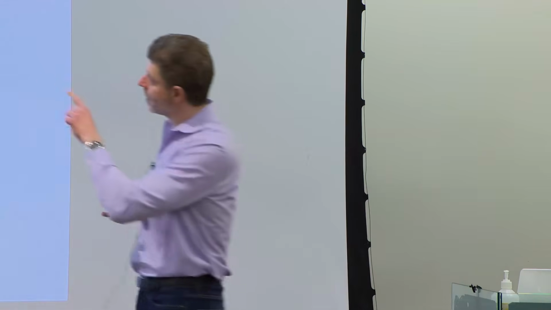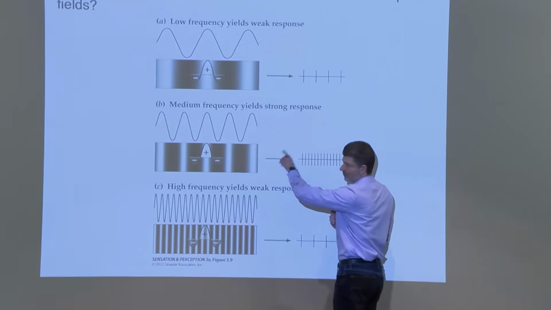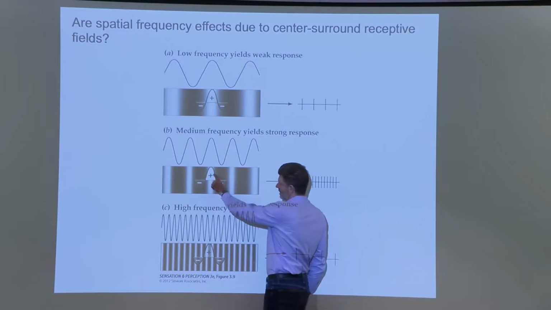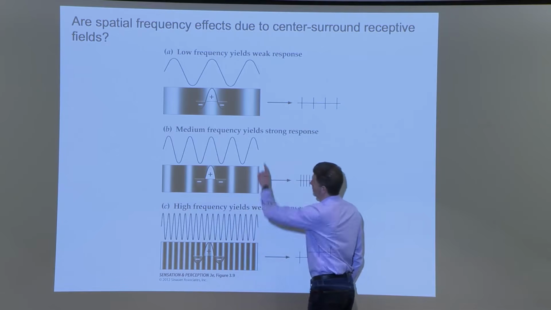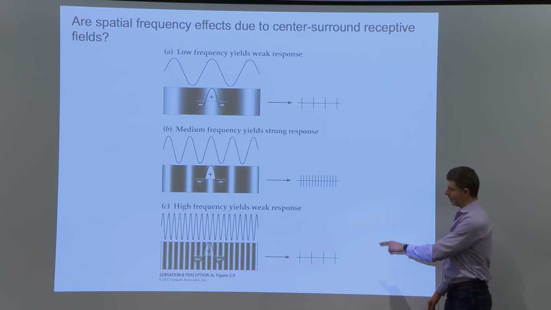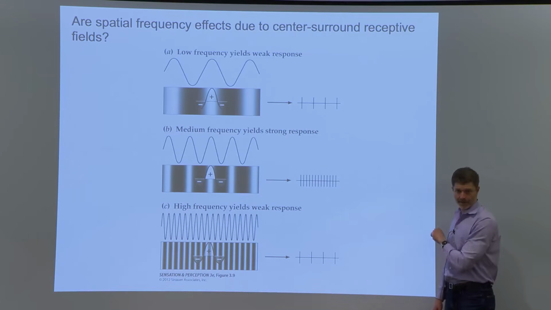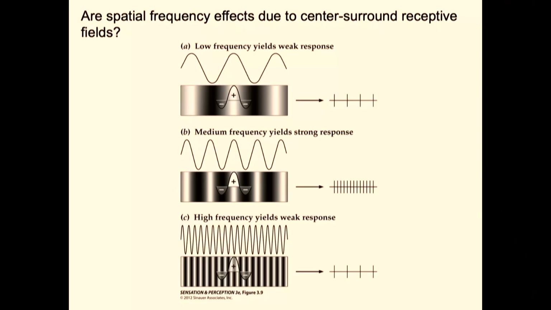And so the idea here is that there's a center surround receptive field shown here, and it's a good match to a particular spatial frequency, right? Where the center of the receptive field aligns with the peak of a sine wave grating, and the surround aligns with the troughs. Whereas if the spatial frequency is lower or higher, it's a poor match to the receptive field, and so you get a lower response. Okay? So this is the same linear filter kind of response that we've seen. So the point is that you could potentially explain this with these center surround receptive fields.